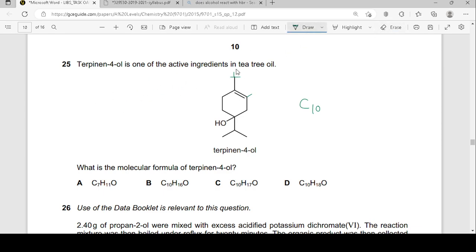Anyway, so 1, 2, 3, H, 4. Then one on this carbon, 5, 6, 7, 8, none on this carbon, 9, 10, and then 11, 12, 13, 14, 15, 16, 17, 18. Okay, so C10H18, and then oxygen is only 1, so I got C10H18O. Hopefully that's right. You should be careful about these questions, but that's what I got. Next question.